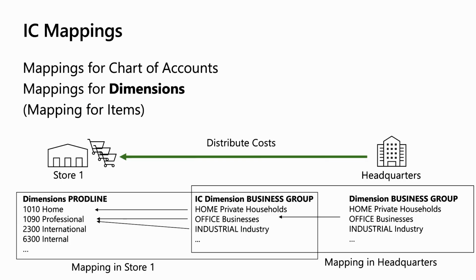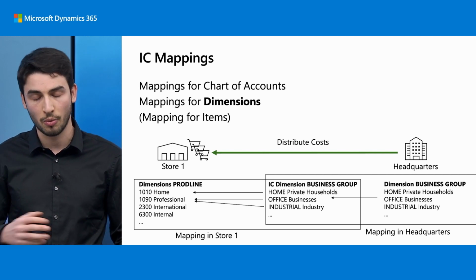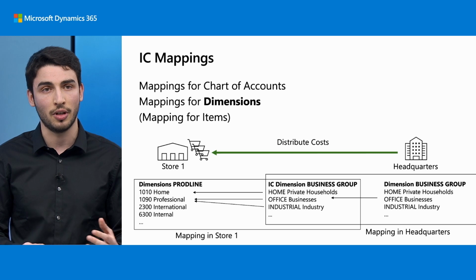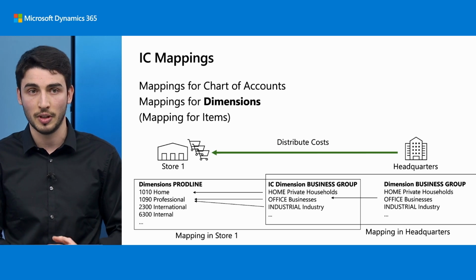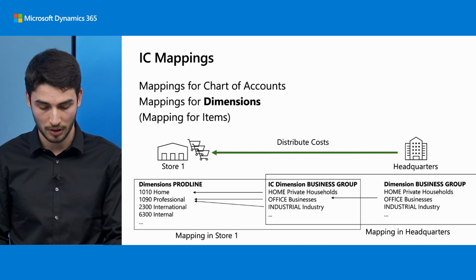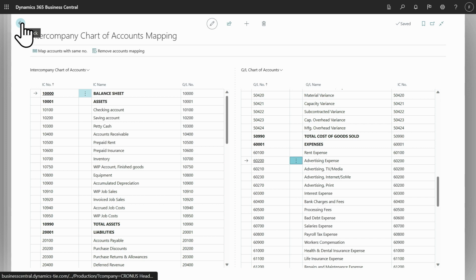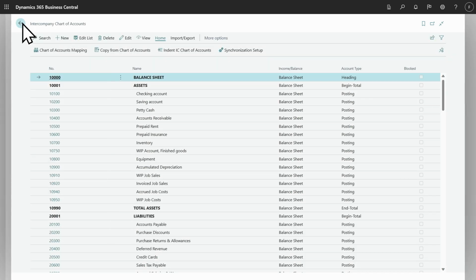Analogously, we have the intercompany dimensions. For example, for the headquarters, it just makes sense to work with an office business type of dimension. However, when we're working with a local store, we would like to have a more detailed description of whether it's meant for a home, professional, or international approach. We have a similar behavior as for intercompany chart of accounts if we move to the intercompany dimensions.